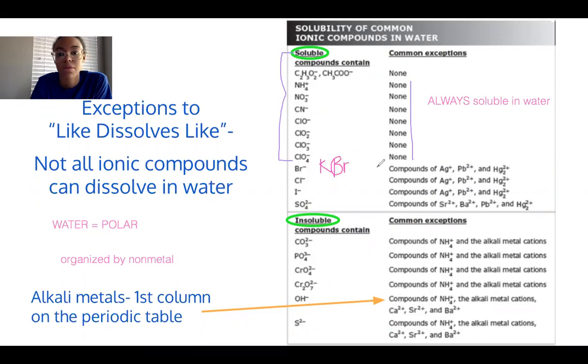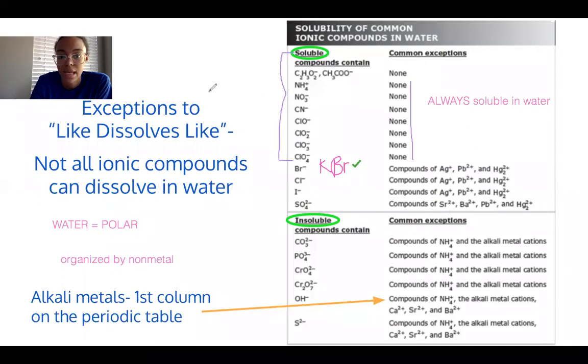Okay. KBr is an ionic compound. So right off the bat, we know it's ionic. We can assume it's going to be soluble. Well, let's check our chart to make sure it's not an exception. K is not listed as one of the exceptions. So KBr, then yes, that is soluble.